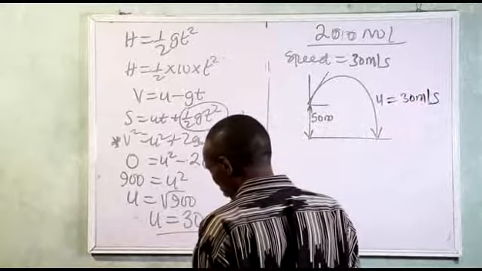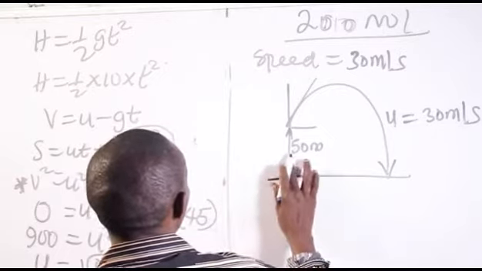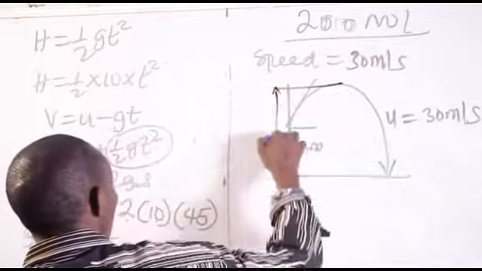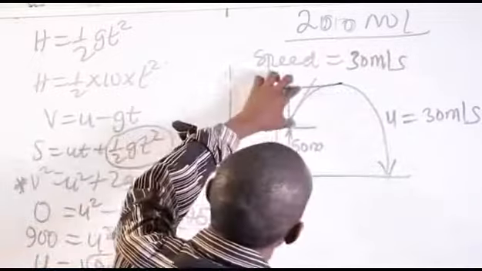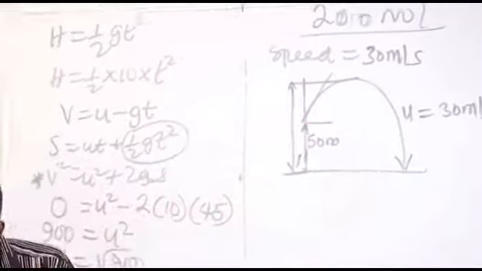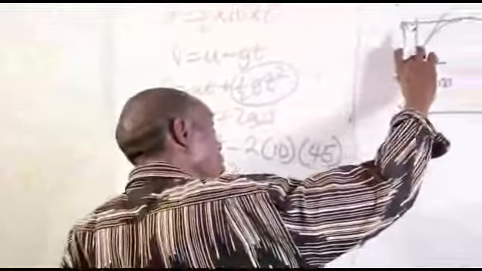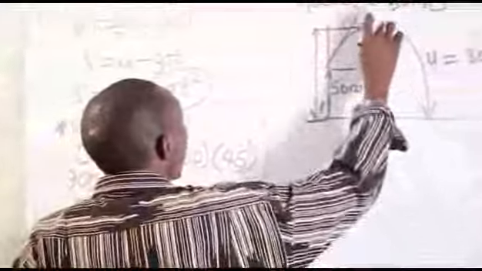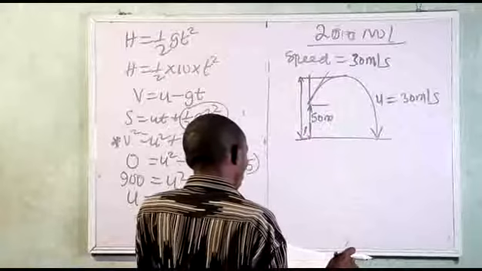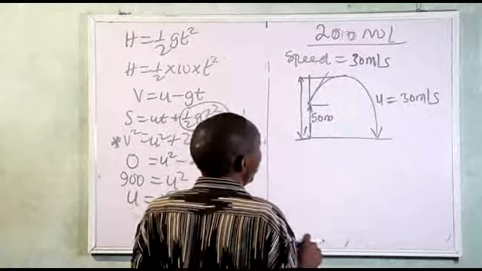Now find the maximum height reached from the ground. From here, easy. As it comes up to the maximum, from here to the ground, you are going to add the height reached here before coming down plus the height of the tower. The question says a stone is projected vertically upward with a speed of 30 meters per second from the top of a 50 meter tower. Determine the height reached from the ground.